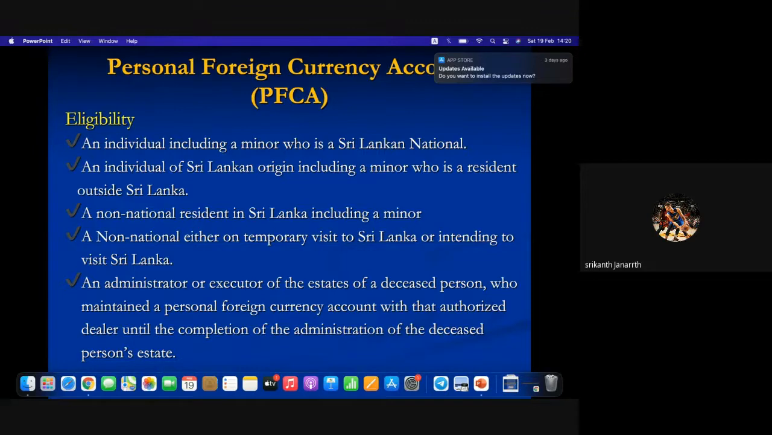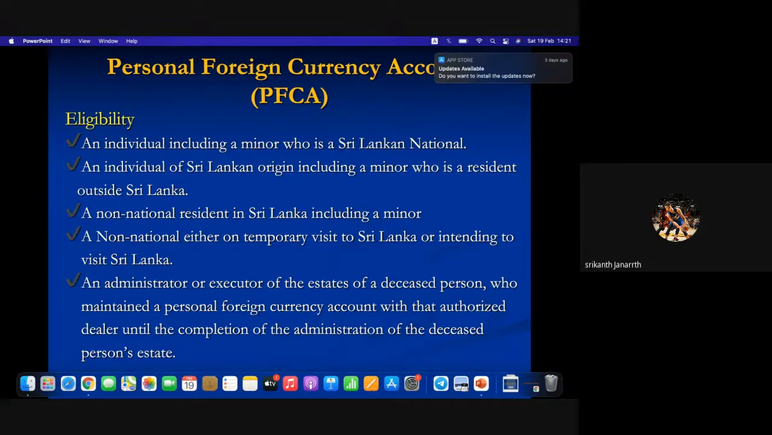You should know it is not only residents who can open a PFC account. Those of Sri Lankan origin who are resident outside Sri Lanka are also permitted, because when we learned about residents, we saw the central bank gave special permission. Sri Lankan origin people living abroad can open a PFC account, so that is there under the PFCA category. Then a foreigner and non-national resident in Sri Lanka, including a minor, on a resident visa, including their children below 18 years, are all permitted to open a PFC account.